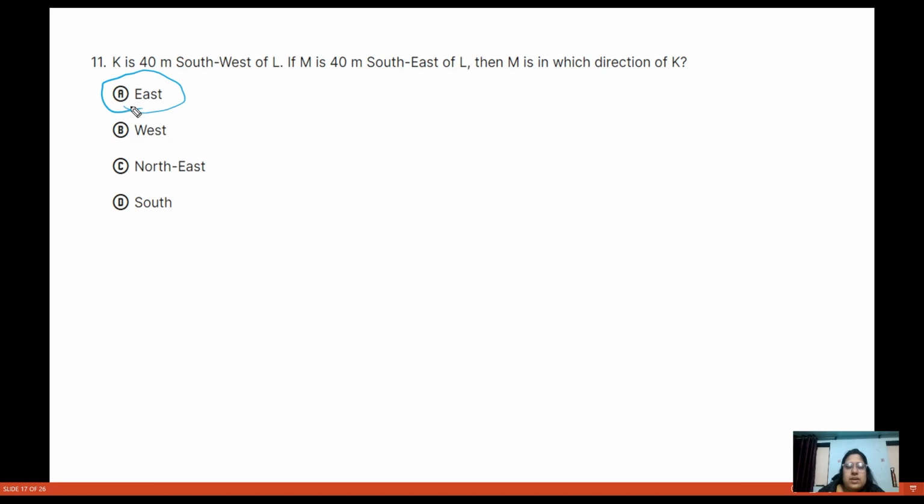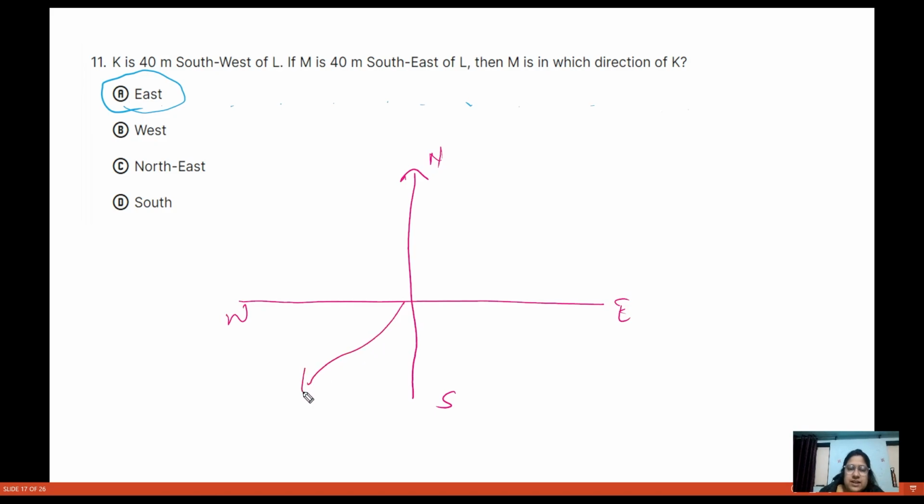So now look at this. K is 40 meters southwest of L. If M is 40 meters southeast of L, then M is in which direction of K? You can do this in multiple ways. To get everything correct, I will basically draw the directions. So north we have, south we have, east we have, and west we have. What directions do we need? We need southwest, we need southeast.